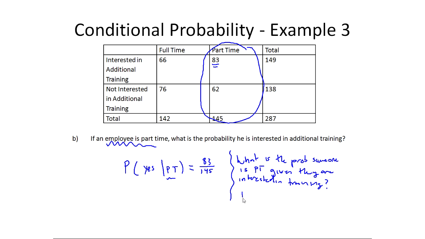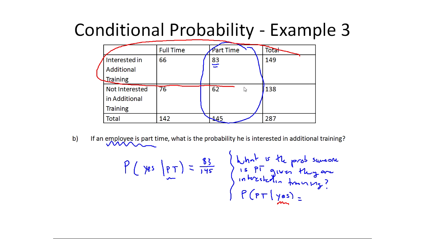And so this is actually the reverse. What is the probability they're part-time given they're interested in training? And you would think that these would be somehow obviously related to each other. But what actually changes here is the group that I know about is, yes, they're interested, and I'm only looking at employees that are interested.